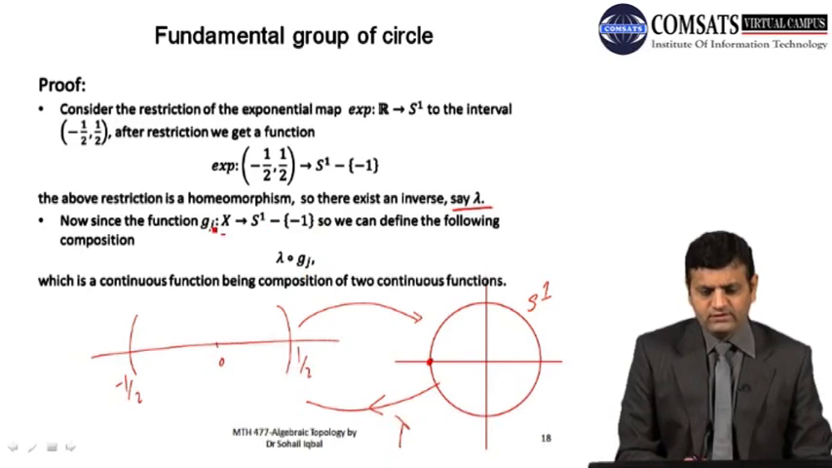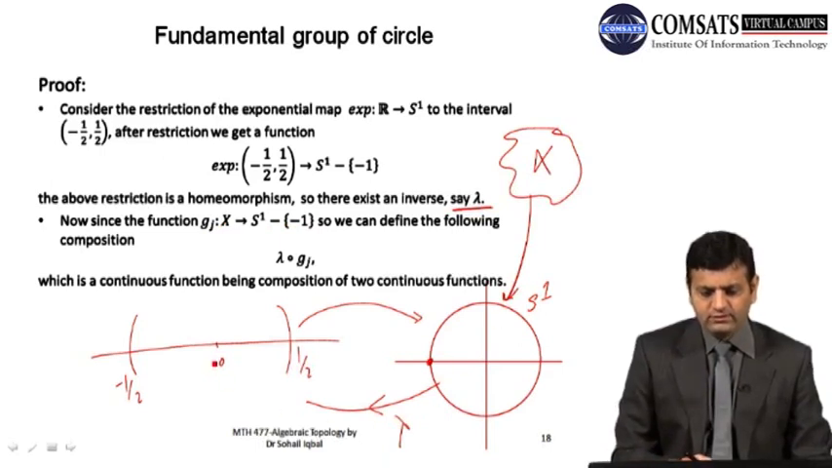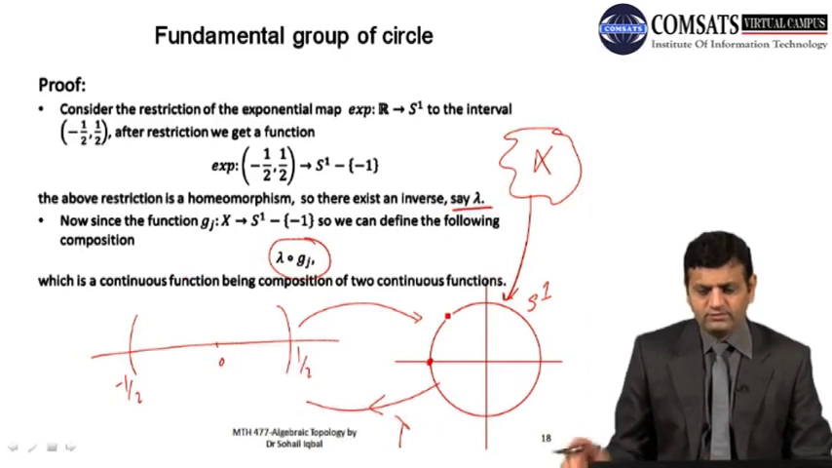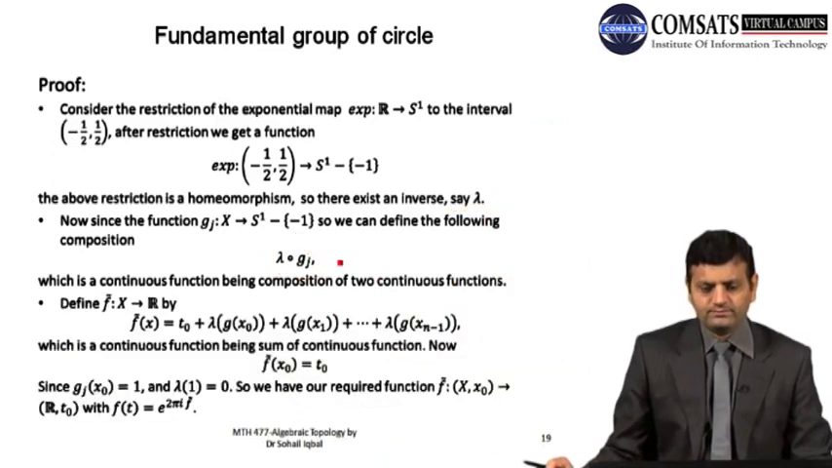So we have seen that gj's are functions from X to S1 minus 1. So in other words, we are coming from X to S1 minus 1, and then we can go to -1/2 to 1/2. Okay, so we can define this composition, and this composition is going to be continuous because gj's are continuous and lambda is continuous, because exp is a homeomorphism, so its inverse, which is lambda, is also continuous. So the composition is continuous.